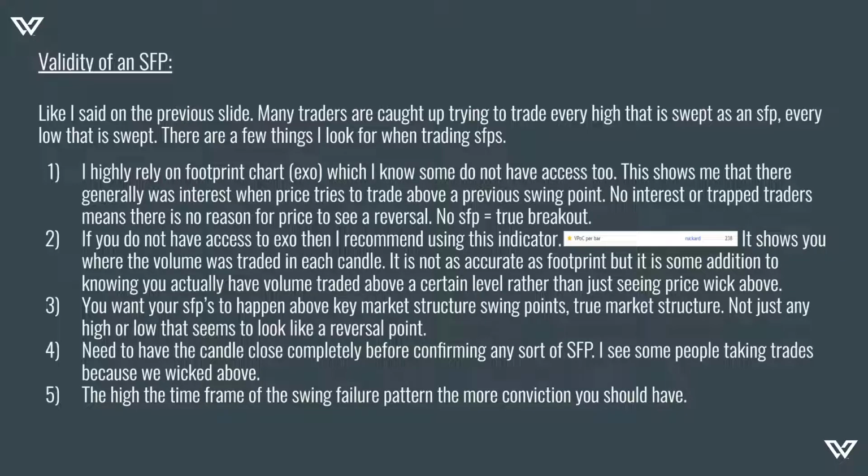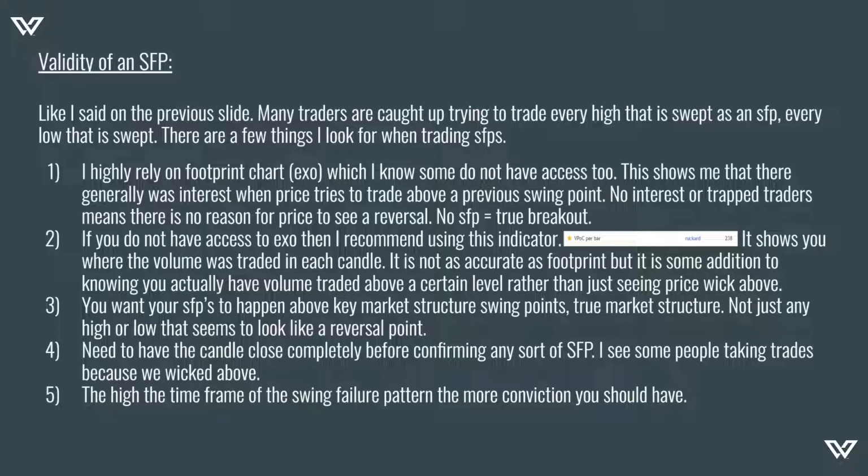So it's better than just seeing the price wick and saying, okay, that's an SFP, because an SFP has to have trap traders, it has to have interest there. Just because price wicks above another high doesn't mean it's going to be a swing failure pattern. It has to have interest above that high. It has to have a reason to sell off after that. So you want your SFPs to happen above key market structure swing points. So true market structure, not just any high or low that seems to look like a reversal point. You need to have a candle close completely before confirming any sort of SFP. I see some people taking trades because it wicked above, but the candle hasn't closed yet.